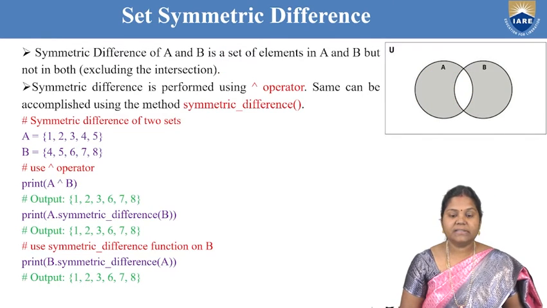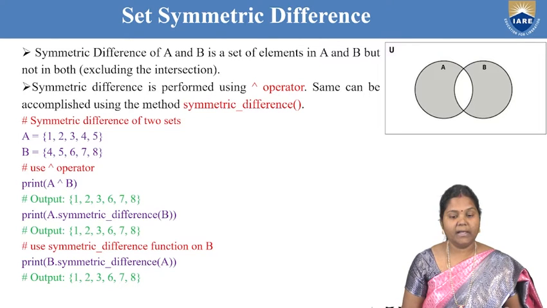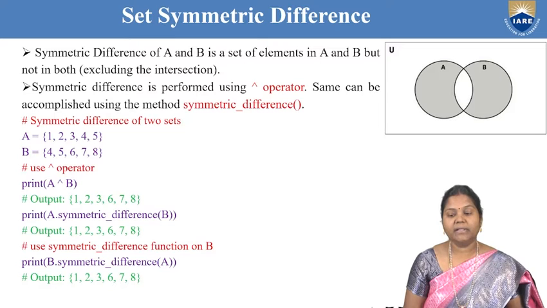Next we talk about set symmetric difference. The symmetric difference of A and B is the set of elements in A and B but not in both. Okay, that means excluding the intersection. Excluding the intersection.